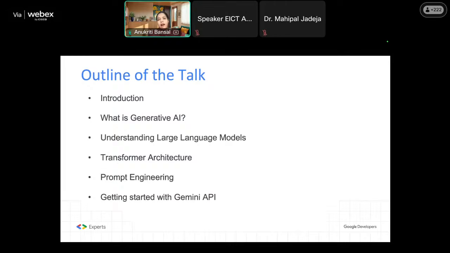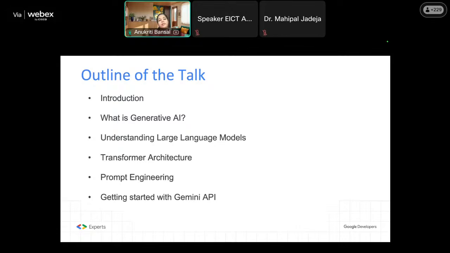And after this session, if you are eager to do some prompt engineering and design an application on your own, I will also show you a small demo of how to get the API keys and how to integrate those keys in your Google Colab, and then how to start building an application. If you have any doubts, please let me know. Please interrupt me in between, so that this session can be of use to you. So this is the basic outline.